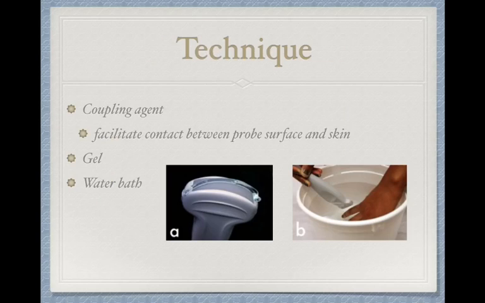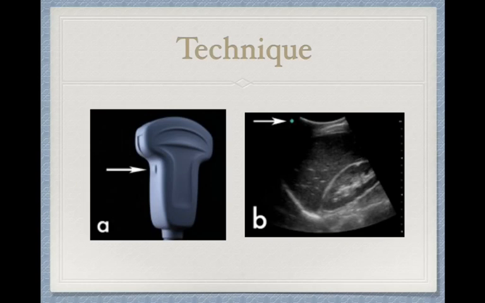In order to allow our sound waves to propagate, we need a coupling agent. Typically this is going to be your gel. You can also use a water bath, which is displayed in the image on the right. This allows the sound waves to travel from the probe surface to the skin. Now, in general, by convention, you want to identify the probe marker, which will be a notch or a line on your probe, and that's going to correspond to a dot or reference point on the screen. In general, you always want to have your probe marker to the right of the patient or to the patient's head.